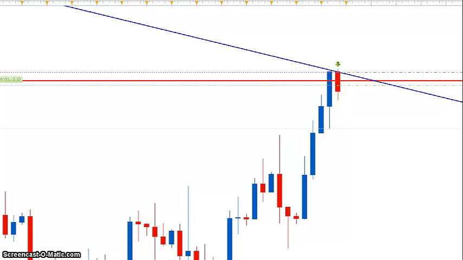So that's the position I'm in, and I'm pretty okay with it. And again, I'll update you and let you know how that goes tomorrow, and maybe I'll be stopped out already. Maybe I'll be in the trade with a nice gain. I'll let you know.